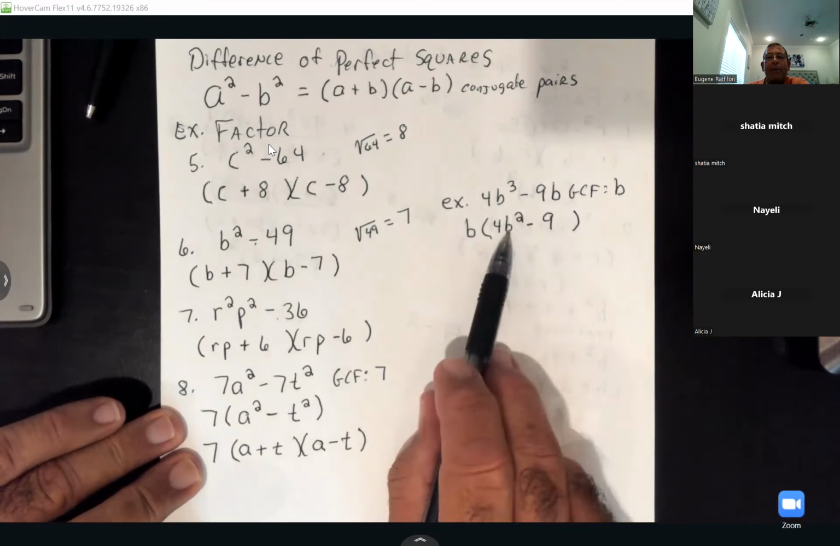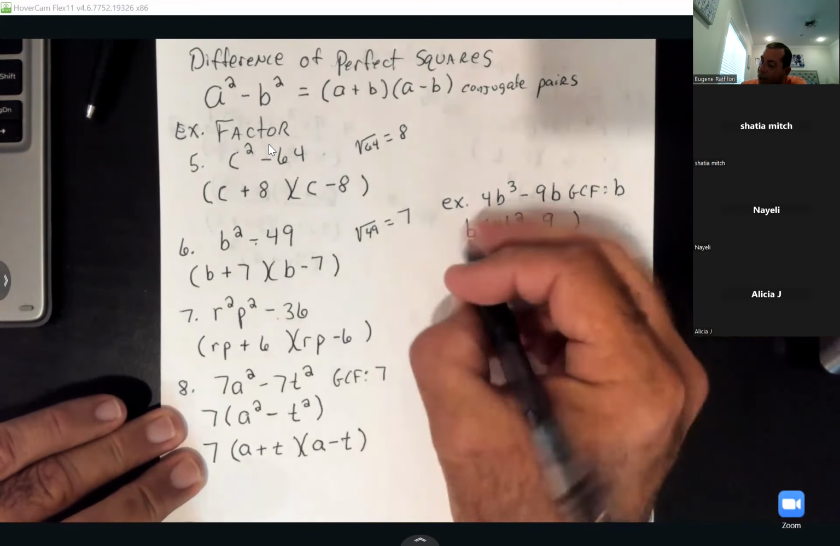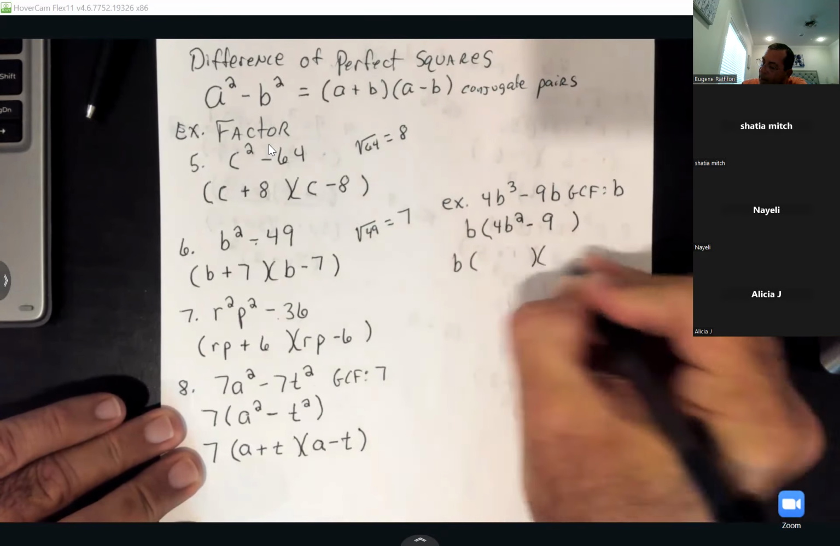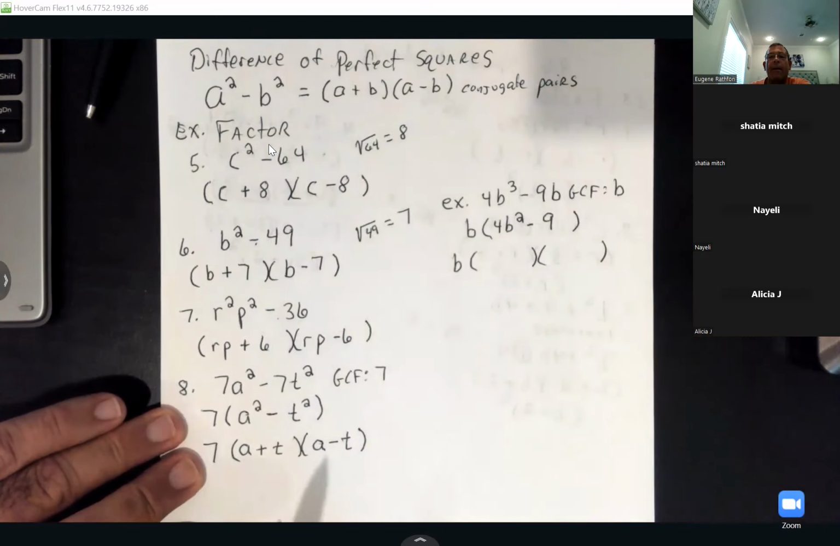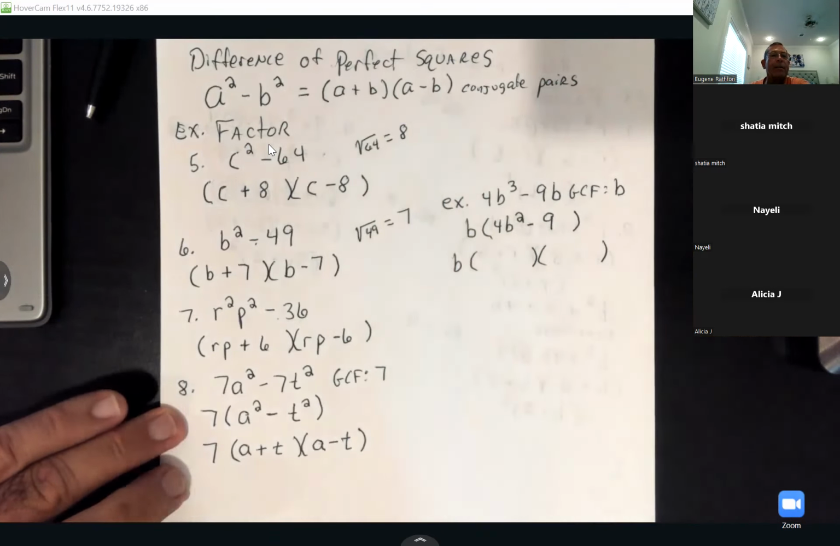So now we got to factor what's in the parentheses. So bring your b down. What would y'all put in front of both of these parentheses?